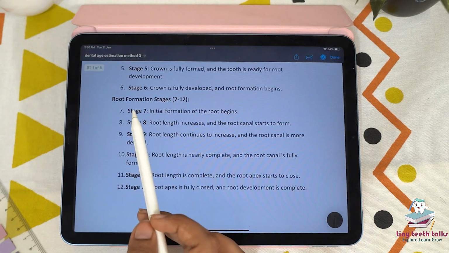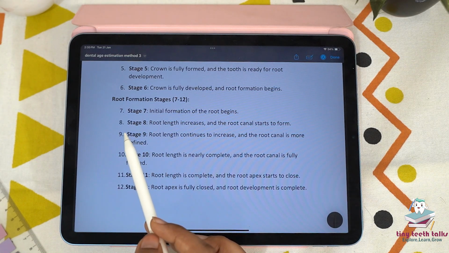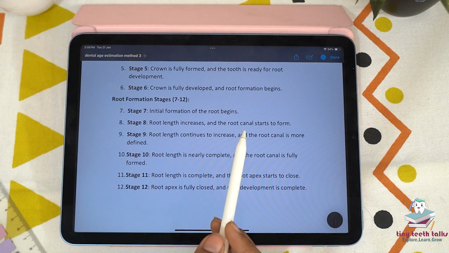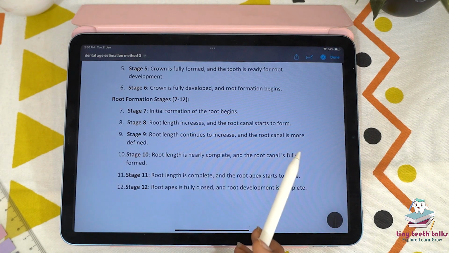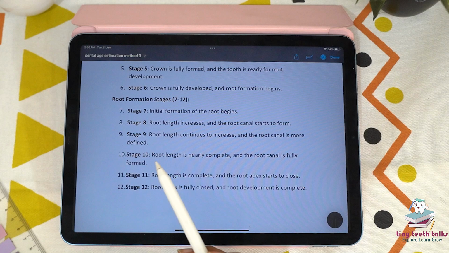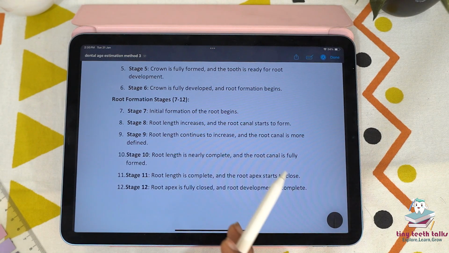Then 7 to 12 are root formation stages. Stage 7, initial formation of the root begins. Stage 8, root length increases and the root canals start to form. Stage 9, root length continues to increase and the root canal is more defined. Stage 10, root length is nearly complete and root canal is fully formed. Stage 11, root length is complete and the root apex starts to close. Stage 12, root apex is fully closed and the root development is complete.